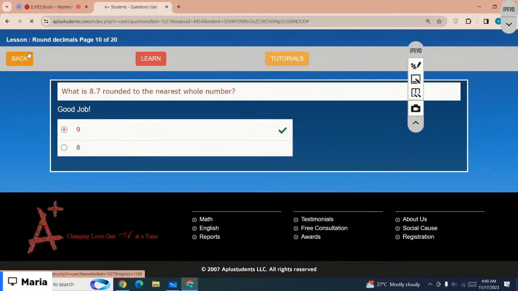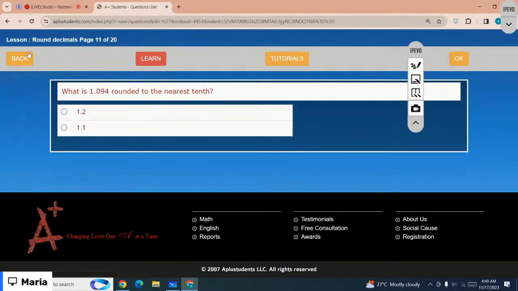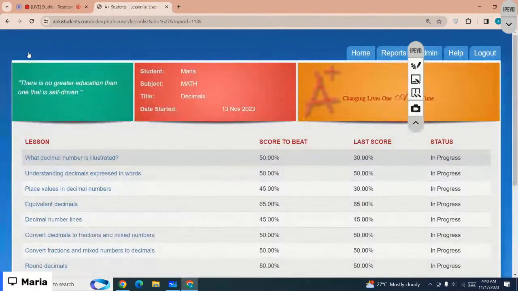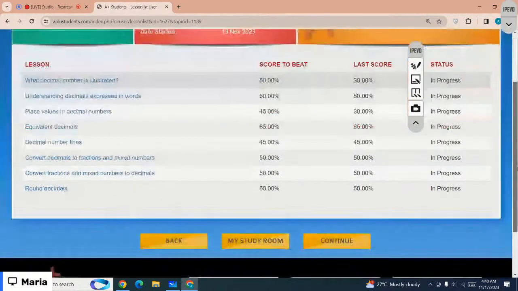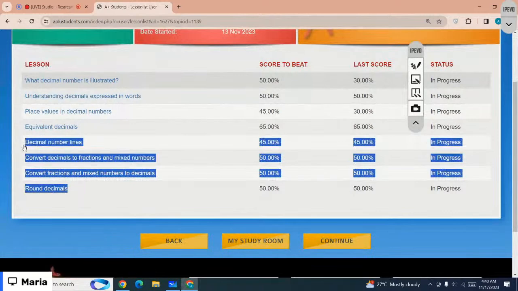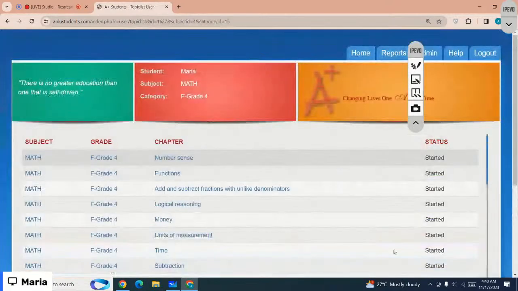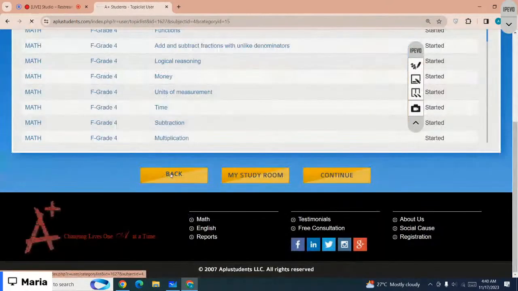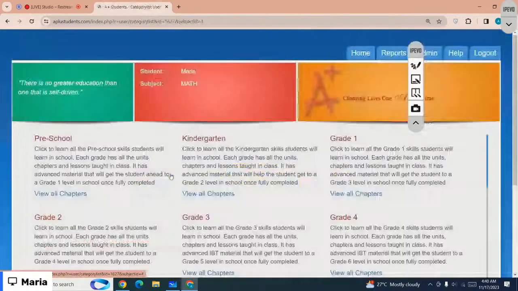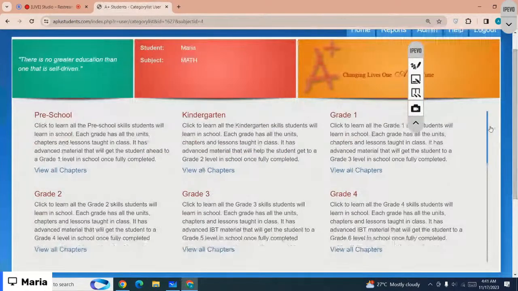Okay, you can complete the lesson by yourself later today. So we were working on grade 4 math. The chapter we were working on is decimals, and the lessons we have covered today are decimal number lines, convert decimals to fractions and mixed numbers, convert fractions and mixed numbers to decimals, and round decimals. So please make sure before the next session you complete all the practice questions for the lessons we did today. That is your homework until next session, right?